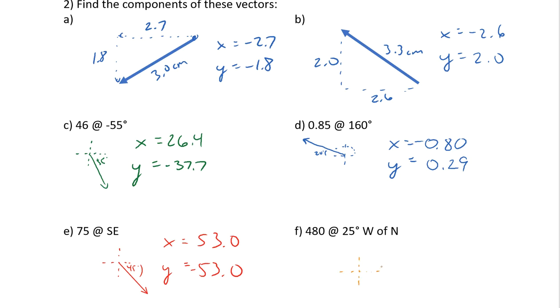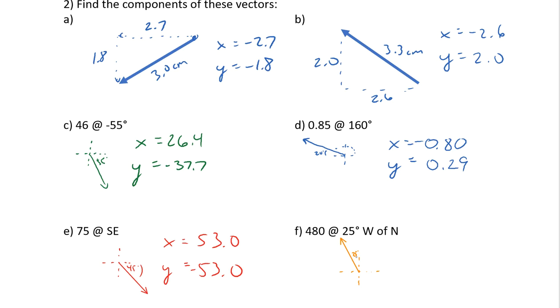All right, and then this last one here, again, I'm going to draw a little reference. Make things easier for myself. All right, so I am going 480, 25 west of north. Okay, so I'm going west of north. So I'm going to start with north. So that going straight up would be north, and then I'm going to go 25 degrees west of it. Something like that. I'll move that over a little bit. That's a little better. Okay, so this should be the 25 degrees right there. That's 25 degrees west of north.